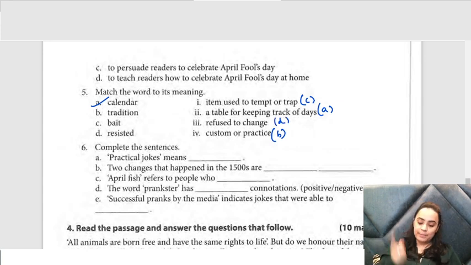Now, the next typology of question, just see. You have to fill in the blanks. Completion of the sentences are also there. So, what do we mean by practical jokes? Practical jokes means the jokes which are related to the day-to-day life or the daily routine of the people.